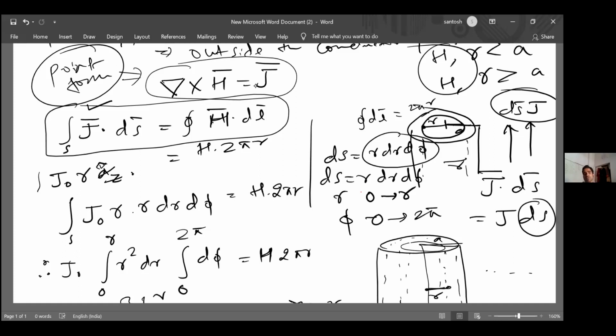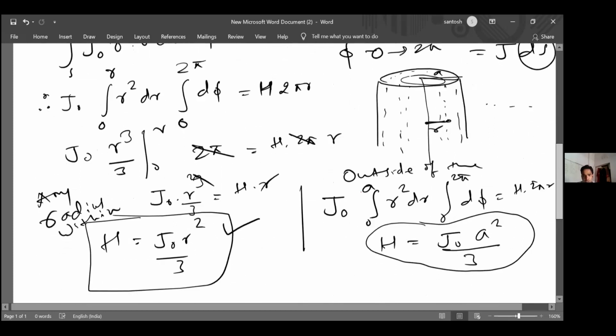Okay. So like you all have done numericals on Gauss law. You do it for different surfaces and then you add, right? You integrate for different surfaces and then you add up. Well, that is not applicable for point form. Point form we use only when we are talking of a particular point. Okay. So let's do a numerical on point form.